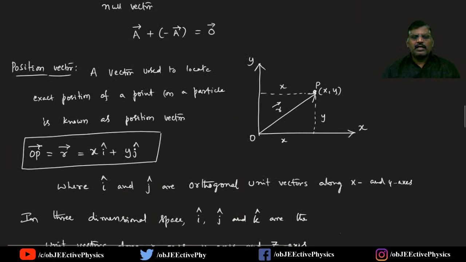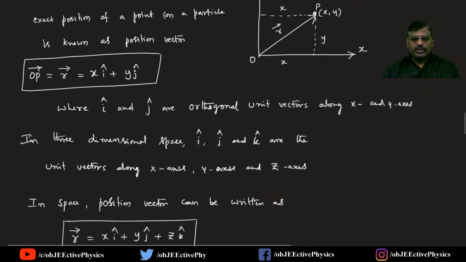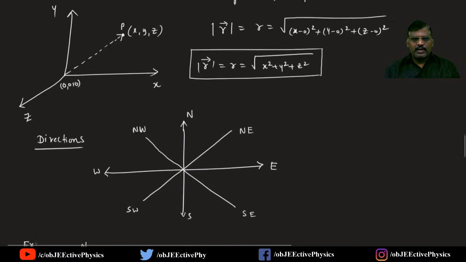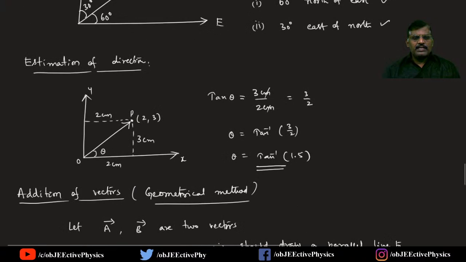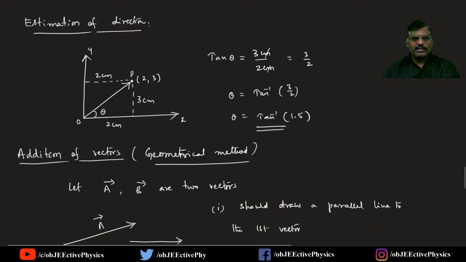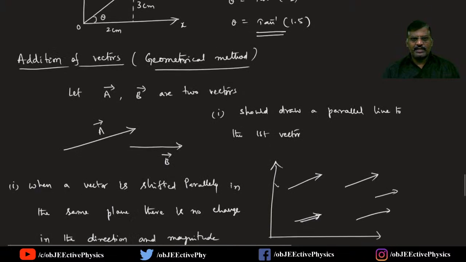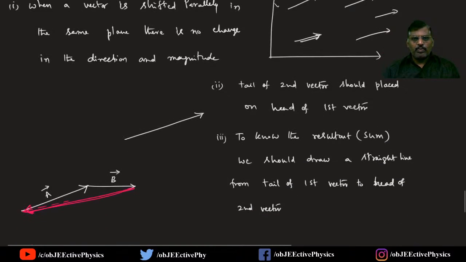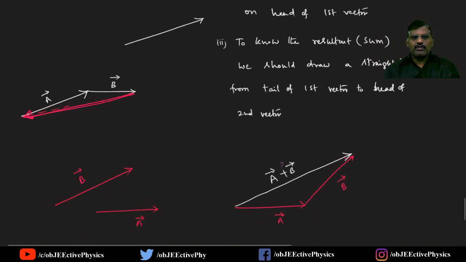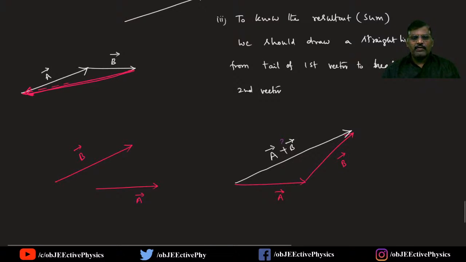See, these are the last class topics. Position vector was discussed in the last class, and also directions, and then estimation of direction. How to estimate the direction, that was also discussed in the previous class. And lastly, the geometrical method, addition of vectors. Addition of vectors was discussed in the previous class. So this is the last topic in the previous video, addition of vectors. Up to this stage we discussed in the previous video.